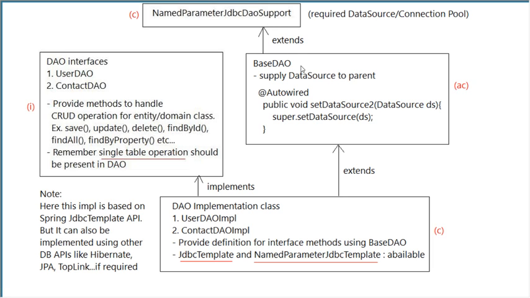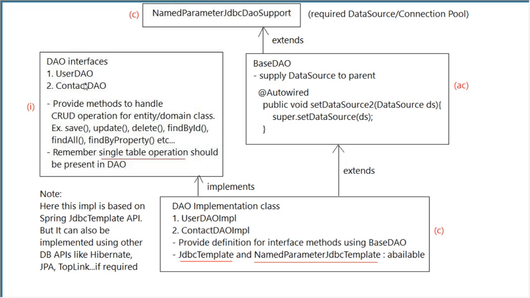Now we prefer to create all the DAOs through interfaces. And why interfaces? Because there will be scope to change the implementation technology in future if required. Here I am going to implement all the DAOs using the JDBC template API, but if you are using Hibernate in your project, you can change the implementation to Hibernate, right? So let's talk about the two DAOs I'm going to use here. One is UserDAO for the user domain class, and ContactDAO for the contact domain class. So per entity we have one DAO interface, right?